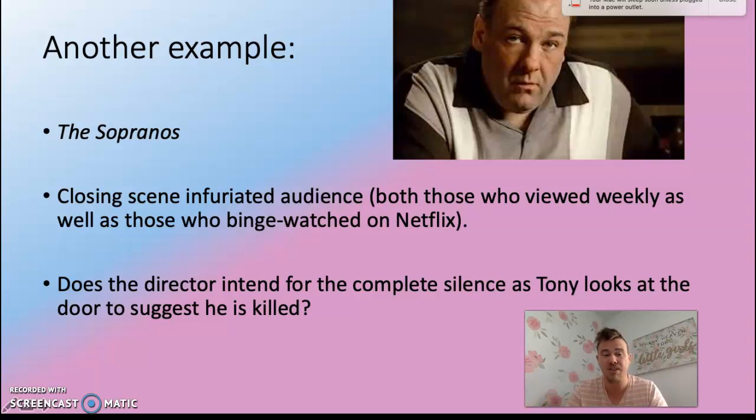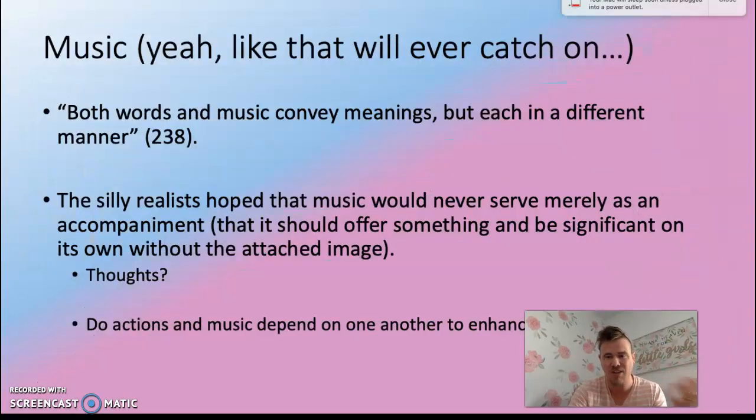People were very upset. They didn't know exactly how it ended because it goes black screen at the very end of the entire series. People spend hours and hours and hours watching this show and then they don't even know, does he live or does he die? That silence generally foreshadows not a great situation.